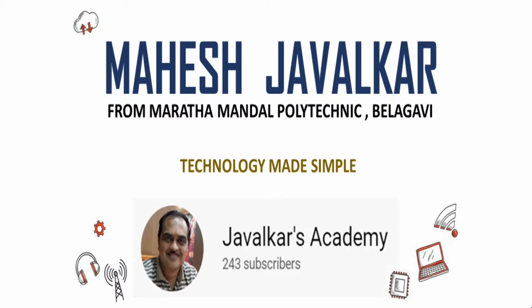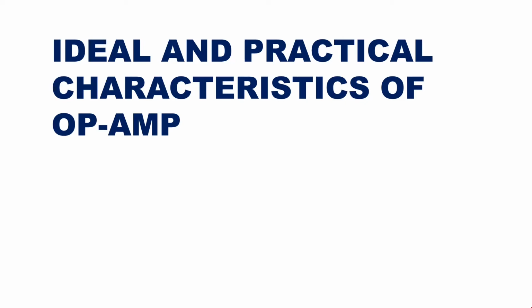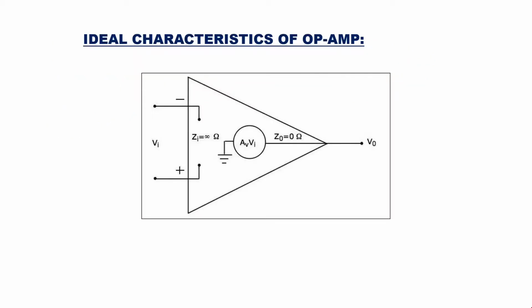Okay, so let's start with that. The topic will be ideal and practical characteristics of operational amplifier, op-amp. In that, first we will see what the ideal characteristics of op-amp are. If you see this diagram, we have shown the symbol of op-amp and the inputs. Here you can see this is the symbol and these are the inputs of op-amp.